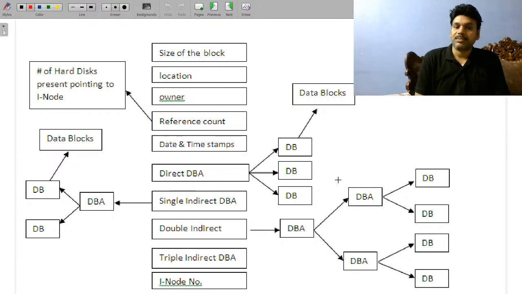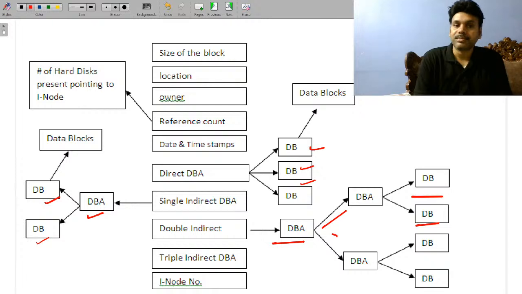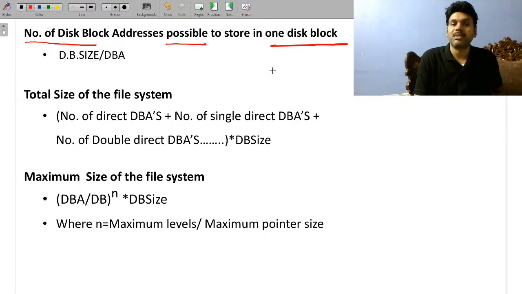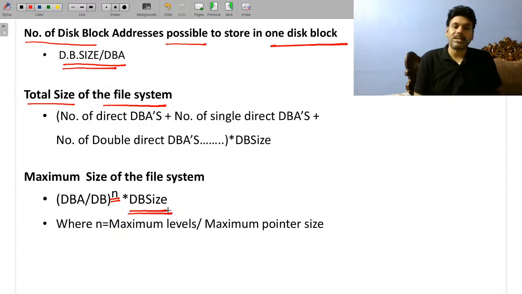So this is the structure. Direct means you are having data. Indirect means you are having addresses, in which we are storing data. Double indirect means address which further stores address, and finally you are going to store data. These are the important things. How many blocks are you able to store information in? Based on this and the total size of the file system, you can find it by taking the maximum link and multiplying it with your data block size.